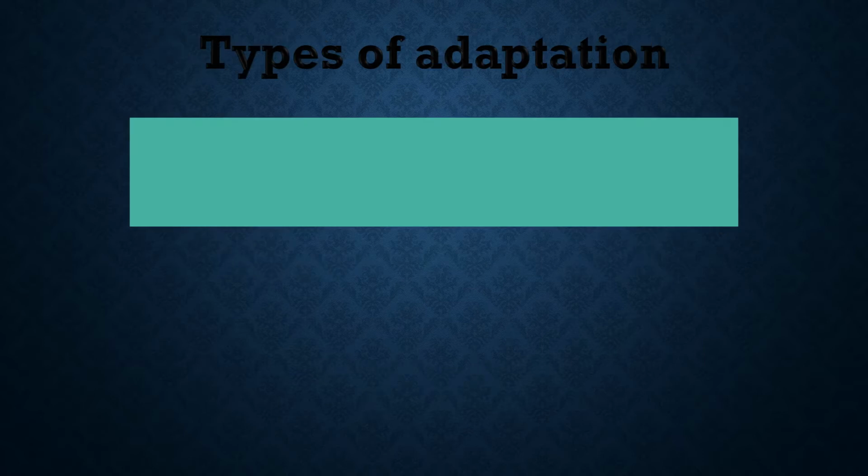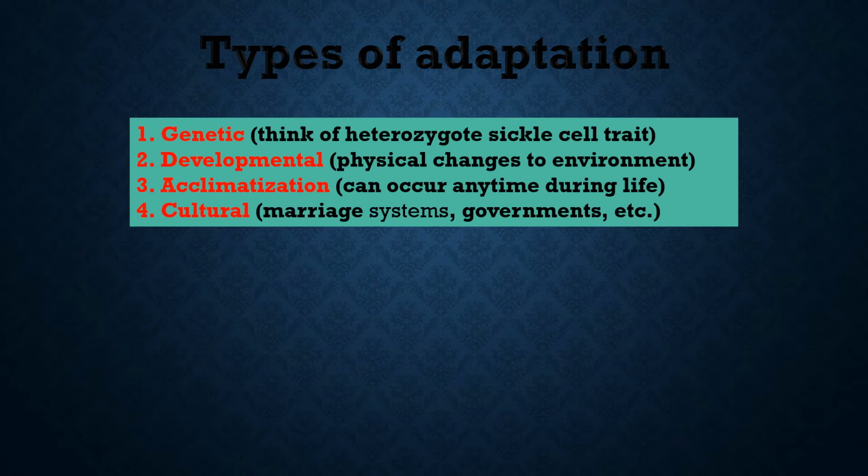Remember, we talked about this before, but I want you to keep this in mind as we move through the semester and start to look at the members of our ancient lineage in terms of the genus Homo, as well as the genus Australopithecine. Think about your genetic adaptations, like your sickle cell trait that we talked about, your developmental adaptations, like the physical changes to your facial features as a response to the environment. Think about the acclimatization adaptations of moving into high altitudes, that all humans have a natural base set of adaptations. And also think about cultural adaptations.